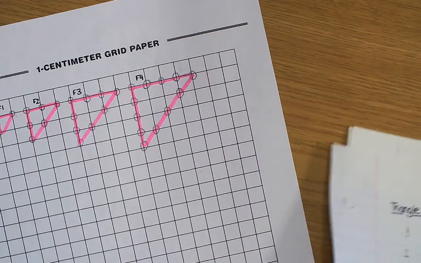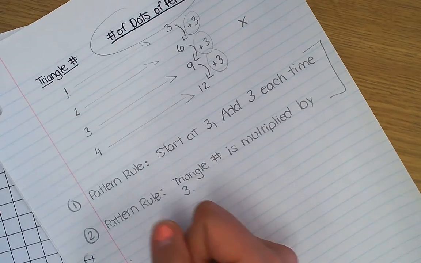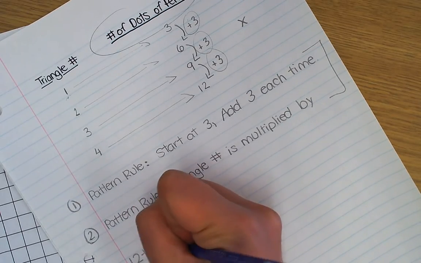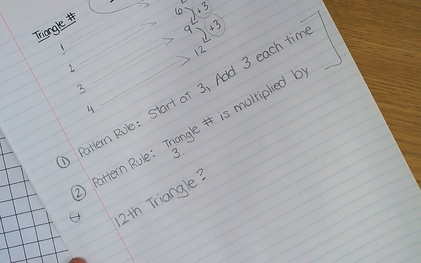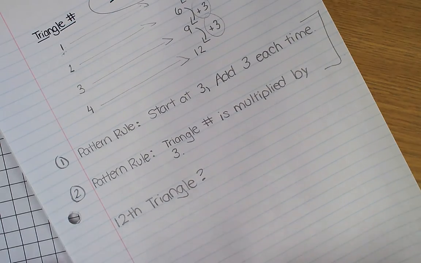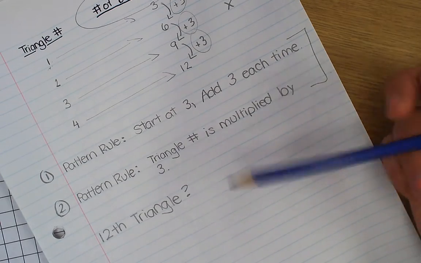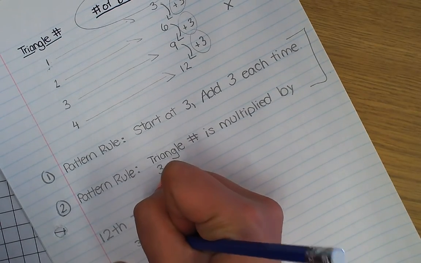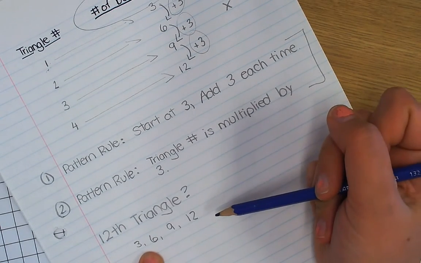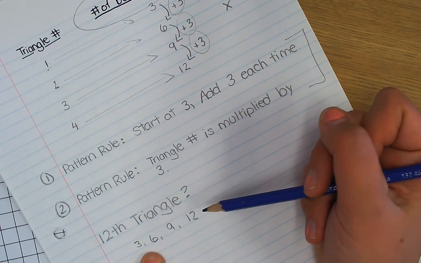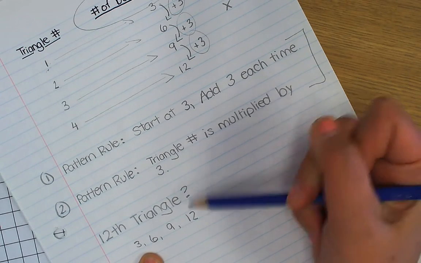For instance, if I was asked to find how many dots would be in the perimeter of the 12th triangle, how could I figure out how many dots would be in the 12th triangle? So that's when I would apply my pattern rule to help me figure that out. So I'm just going to rewrite my pattern in a different way here. So if I'm adding 3 each time, I can skip count by 3 12 times in order to help me.